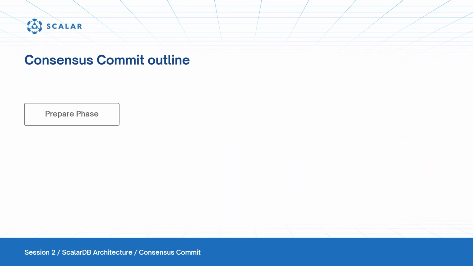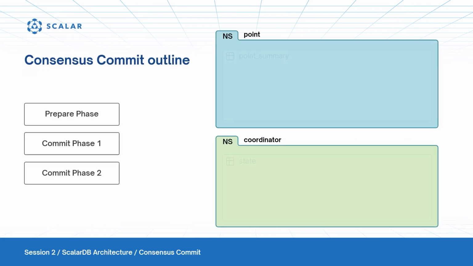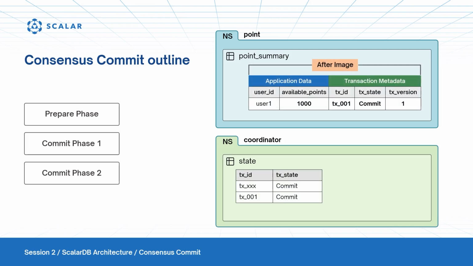Let us understand how the consensus commit is executed. It is actually done in 3 phases. First is the prepare phase. The data to be updated is written to the table, and the metadata in the record shows that the transaction state is maintained as prepare, indicating a preparation state.